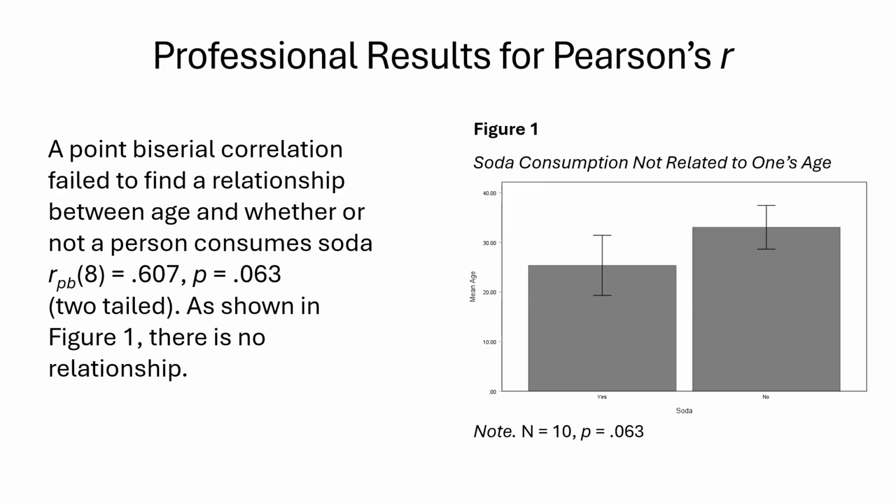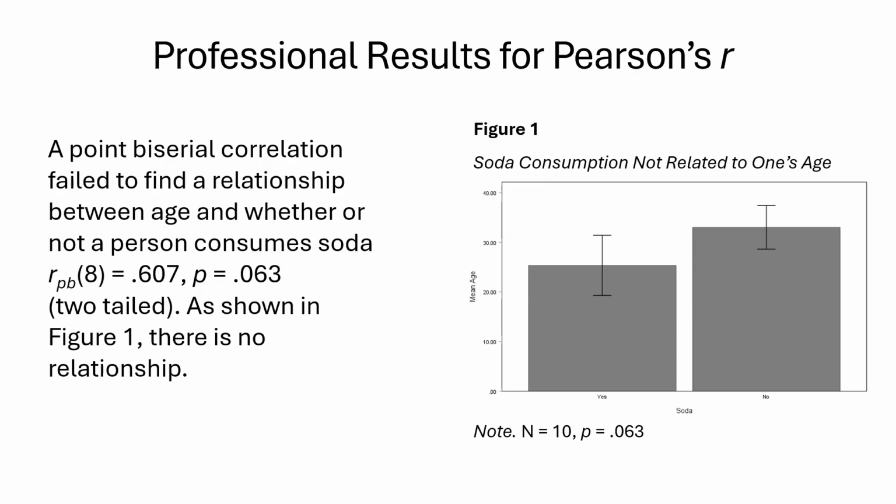Underneath it, I just have that soda consumption is not related to one's age, in title case, italicized. And then below the figure itself is a note. The word note is italicized, and then you have any information that you want to share about the figure in the note. For this instance, I just put the sample size and the p-value. You might sometimes have what the error bars are. That usually is a very common practice. You can say error bars represent 1 standard deviation, or just whatever information you want to share with the reader about it.